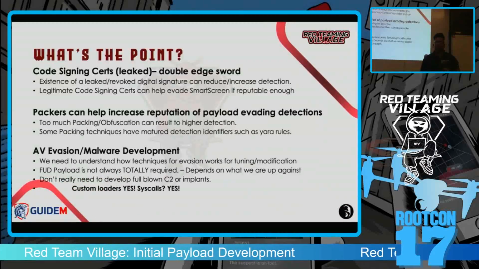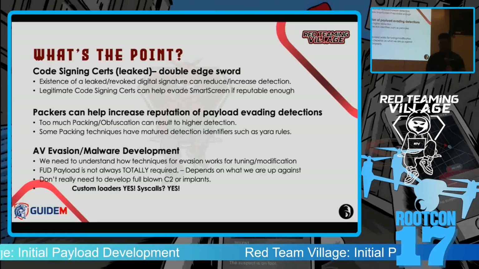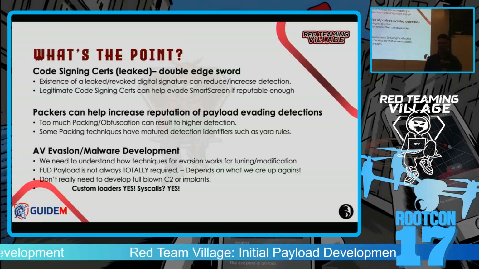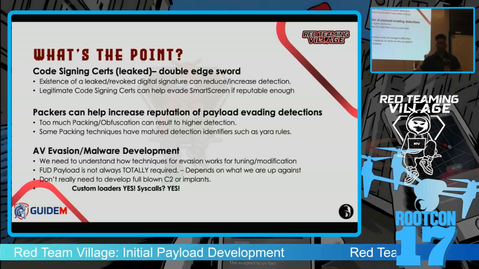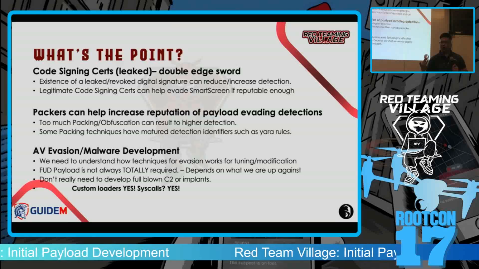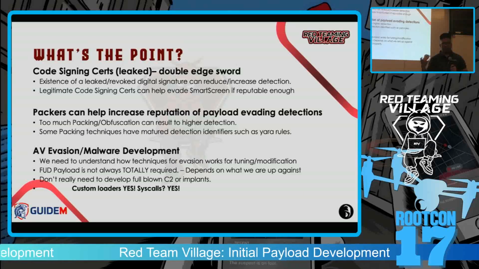So what was the point of that? Like 20 to 30 slides, what was the point of that? Leaked code signing certificates are a double-edged sword, because once it gets reported, the reputation of it goes down. AV and anti-malware engines will detect it. So you will be burned.